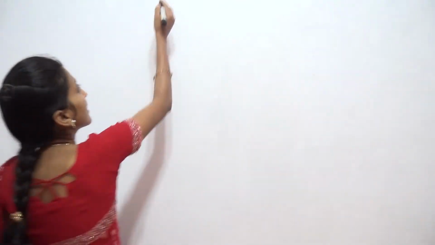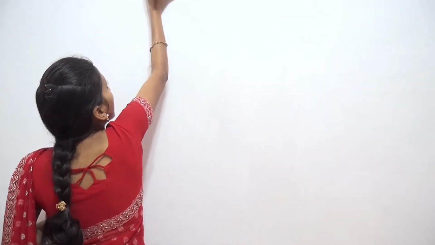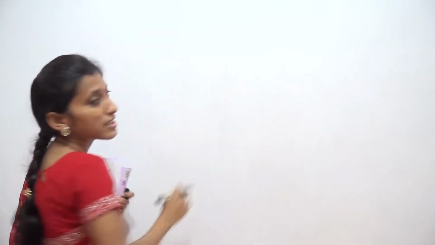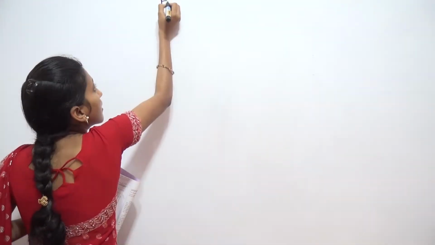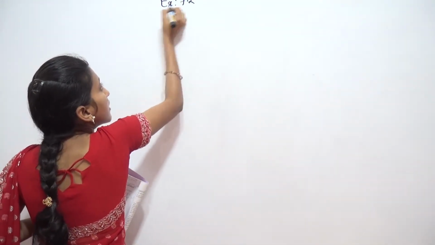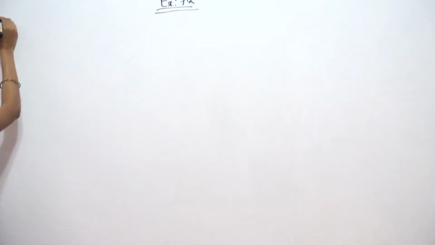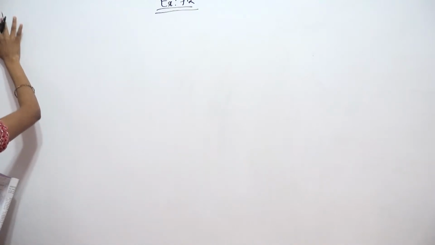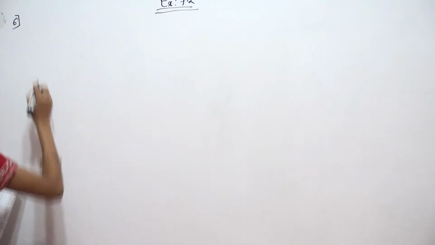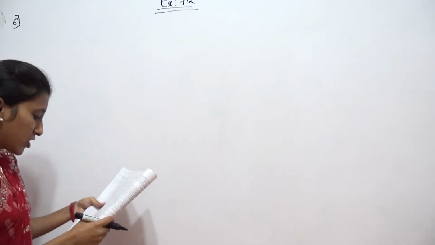In the last classes, we have completed coordinate geometry exercise 7.2 till the fifth sum. Now we'll move to the next, the sixth sum of this exercise 7.2. So let's take up the question.